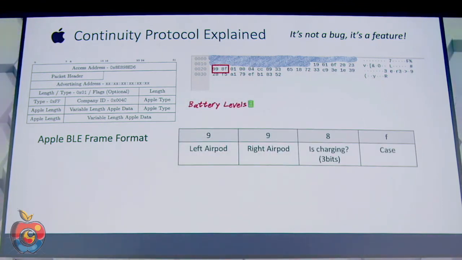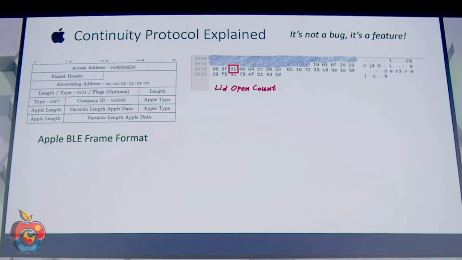There's also battery levels, and your right AirPod, left AirPod, and case all have different advertising IDs, so they all have their own battery levels. There's also the lid open count. This was actually published in the discontinued privacy paper by INSA in Lyon, France. They found that every time you opened your AirPod lid, it would increment sequentially. From a privacy perspective, you don't want to have any static numbers traveling with you.